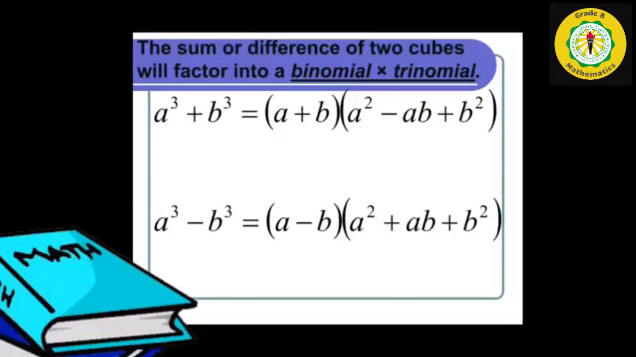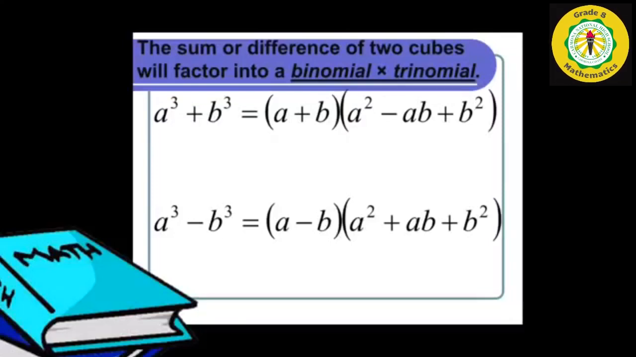Here is the formula to factor the sum of two cubes. a cube plus b cube is equal to the quantity of a plus b times the quantity of a squared minus ab plus b squared. The same goes with a cube minus b cube.